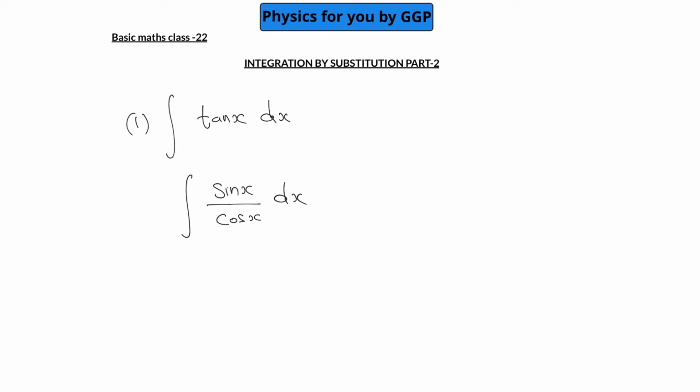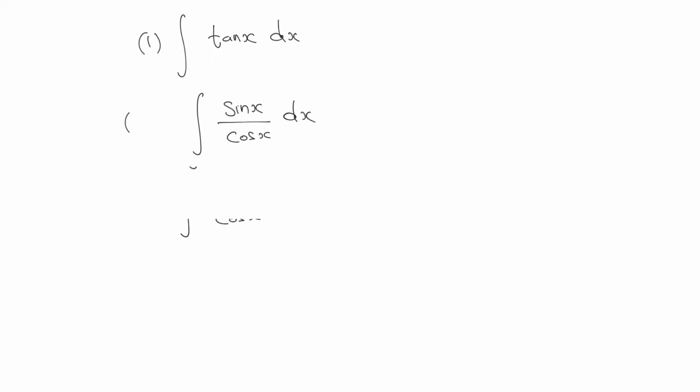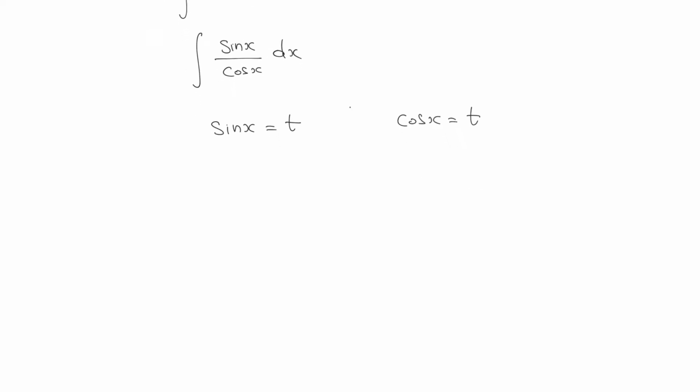Now here again we should go for the substitution method, but there are two possibilities: we may take sin x equal to t, or we can take cos x equal to t. We'll discuss which is the correct substitution, whether I should take sin x equal to t or cos x equal to t. So we'll take both possibilities and continue.